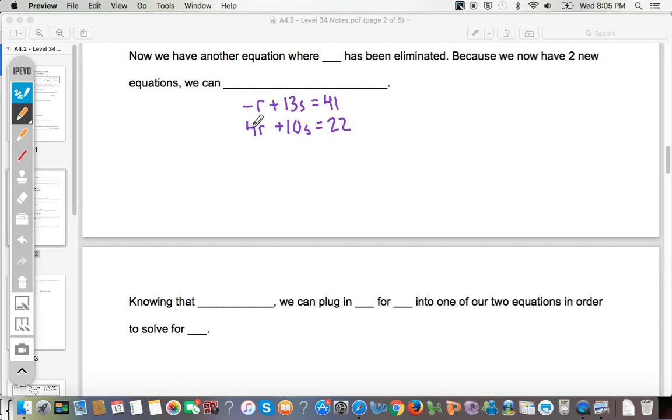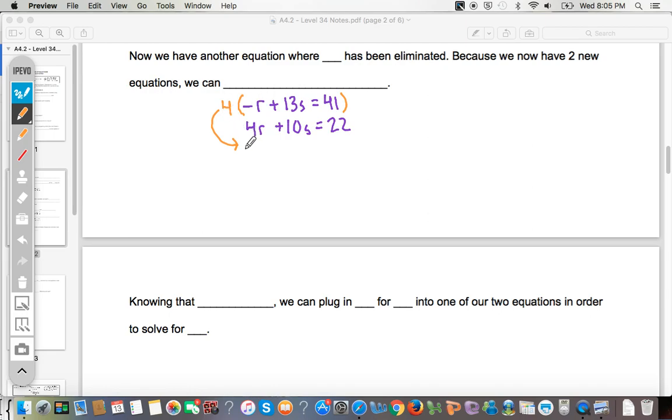So I have a positive 4r down here and a negative r up top here. So if this top equation, if this r had a coefficient of negative 4, I would have negative 4r plus 4r. Those would cancel out. So what I'm going to do, I'm going to multiply this top equation by 4. I'll bring it right down underneath there.